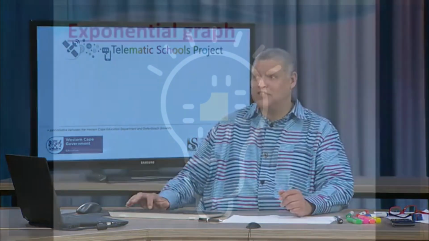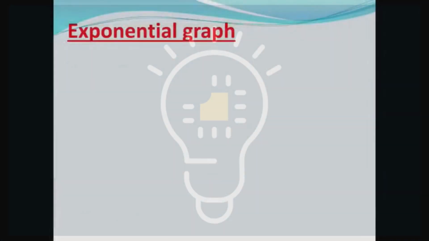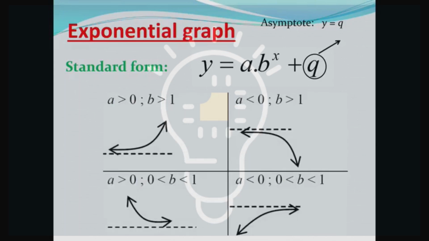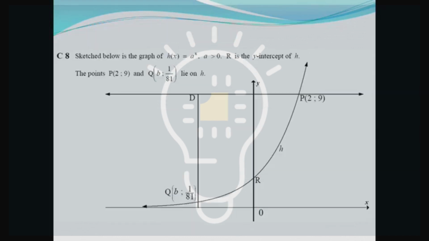Moving on to the next function, the exponential graph. The exponential graph, as you know, has the standard form y is equal to a b to the power x plus q, where y is equal to q is the asymptote, as you can see there. These situations are mentioned here in the source material. Please have a look at them. They are about the shape of the exponential graph. Very important. There was a question in connection with the exponential graph that occurred in one of the exam papers.